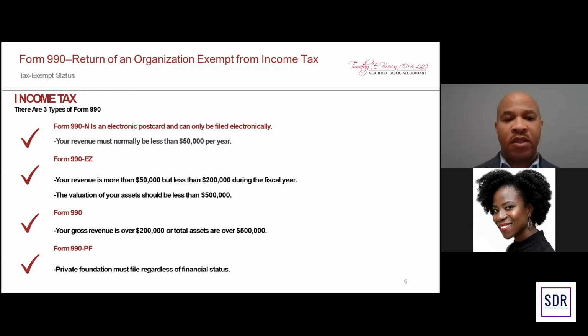The next form is 990-EZ. That's if your revenue is more than $50,000 but less than $200,000 during the fiscal year, and your assets are also less than $500,000. You can utilize Form 990-EZ. Then, of course, your full Form 990, if your gross revenue is over $200,000 or your total assets are over $500,000. Then the final one, which is for private foundations, which we mentioned previously: regardless of size or revenue, private foundations must file Form 990-PF.